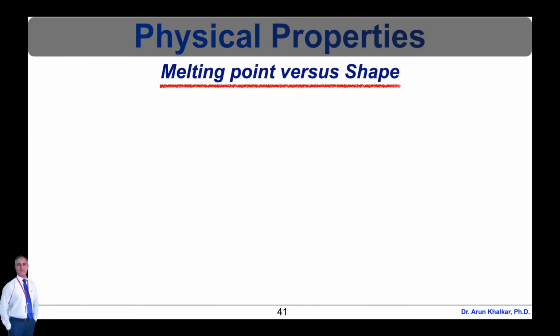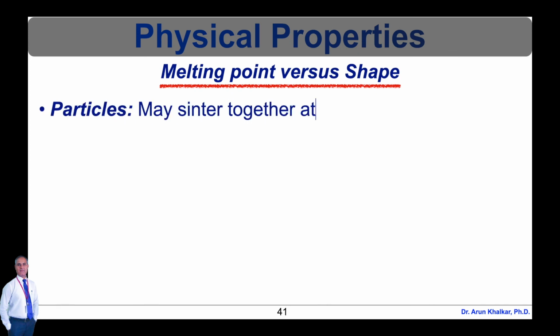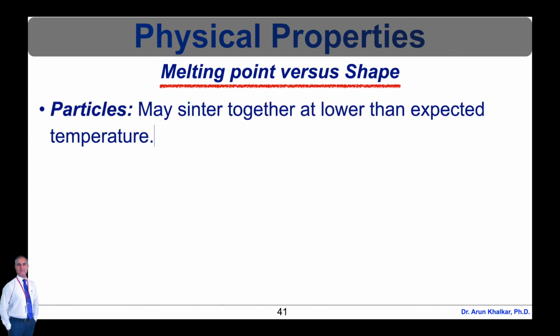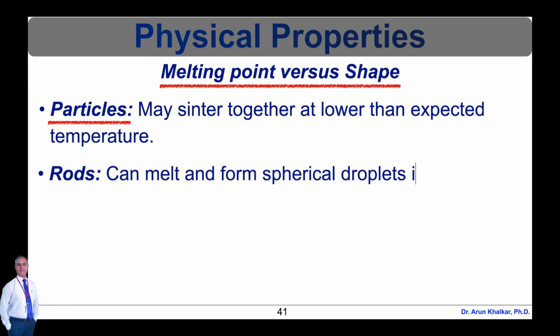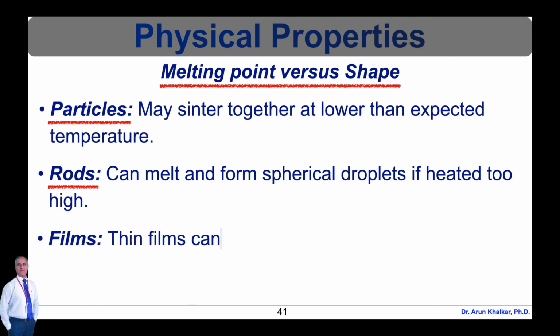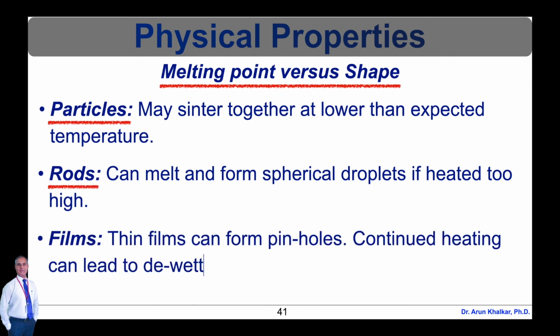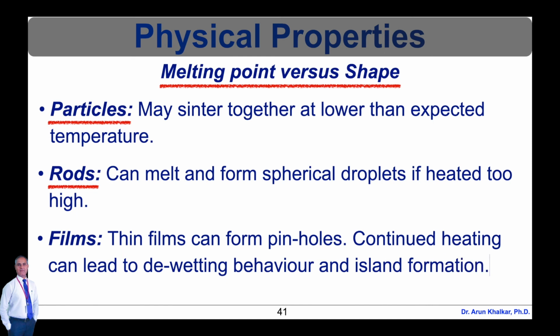Now let's see melting point versus shape. Particles may sinter together at lower than expected temperature. Rods can melt and form spherical droplets if heated too high. Thin films can form pinholes. Continued heating can lead to de-wetting behavior and island formations.